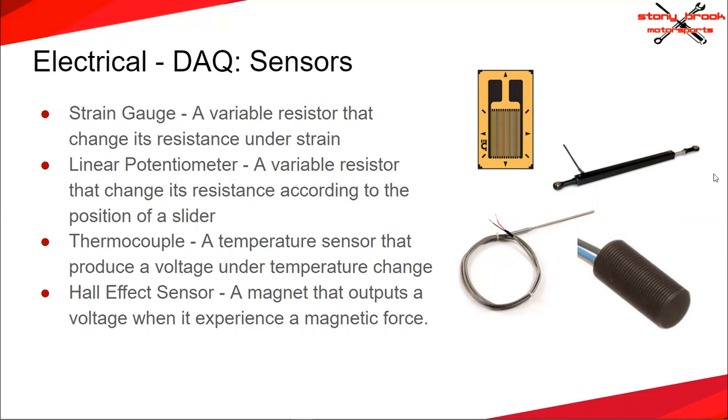Below that, on the left, we have a thermocouple, which as the name states, measures temperature. It sends out a voltage when it experiences temperature change. And the Hall effect sensor, the one on the bottom right, is like a magnet and can be used in multiple ways, but we generally use it to measure rotational speed. So this is it for electrical. Now let's have Dan give us the overview for software.